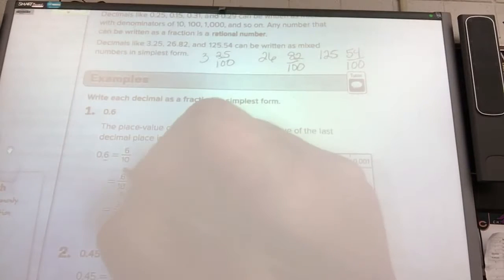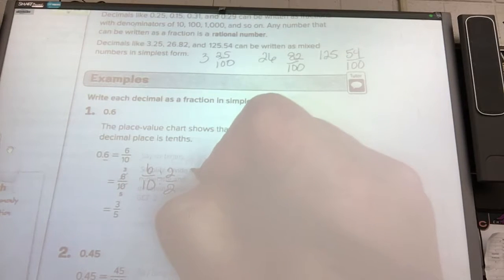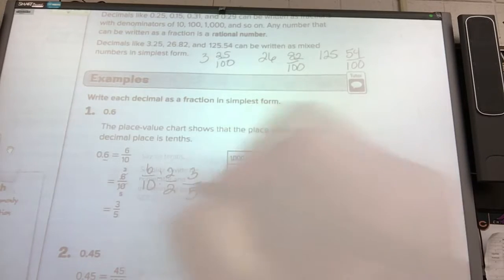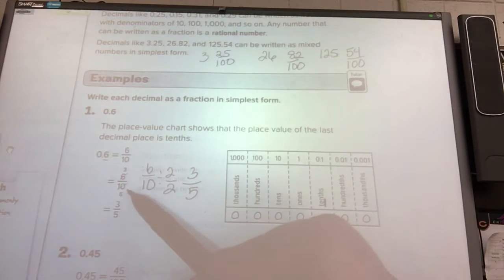And then they reduced it. They didn't do a very good job at showing you, but what they did was they divided the top and bottom by 2, and that is how they got 3 over 5. Okay, and I know you guys have writing here, and I was just kind of writing over that, but I wanted you to understand that they divided the top and the bottom by the same number, and that's how they got there.